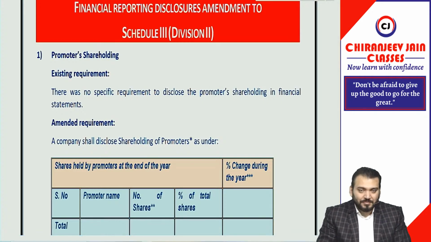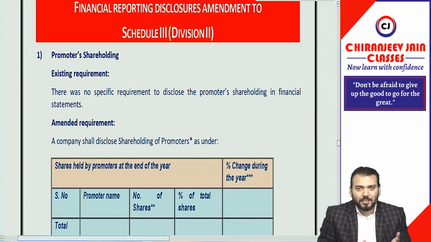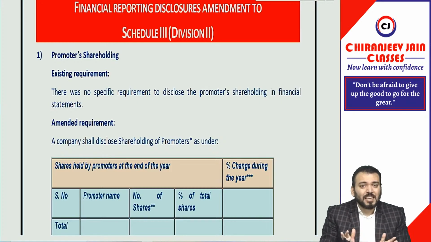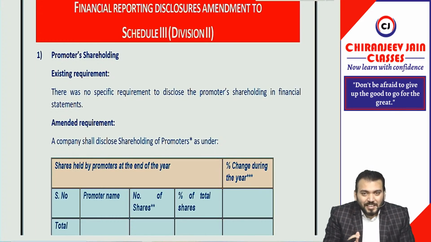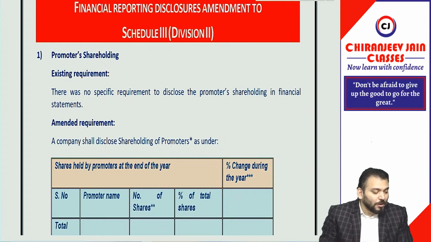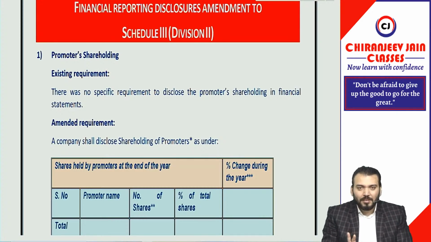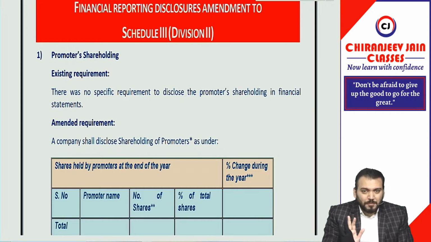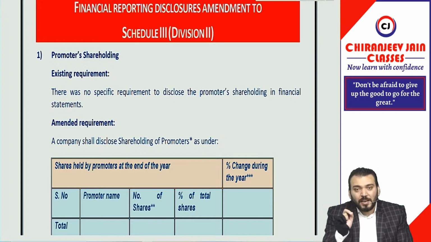of the Companies Act, that is, Division 2 of Schedule 3. Of course there is some amendment in Division 1 also, but as we all know, Division 1 is not in the CA final syllabus, therefore we are not discussing any amendment related to Division 1 of Schedule 3 right now. We will be discussing all those amendments which are related to Division 2 of Schedule 3 of the Companies Act. Got it? Now there are some amendments in this Division 2 of Schedule 3 which are very important from an examination point of view, and these amendments will be important for one of the chapters.